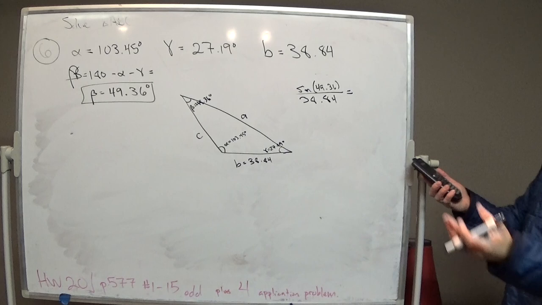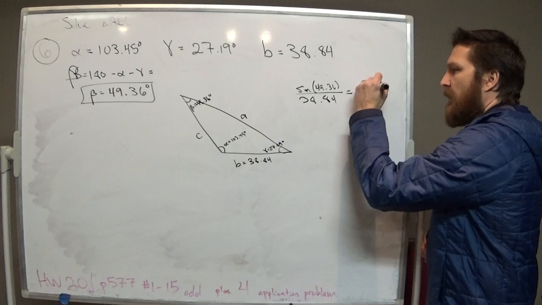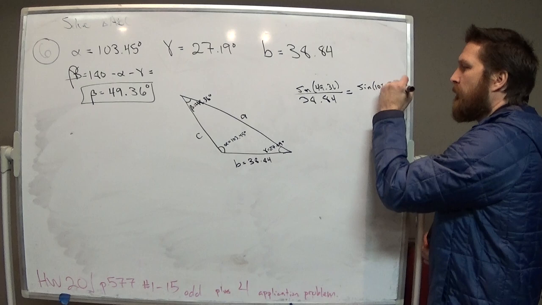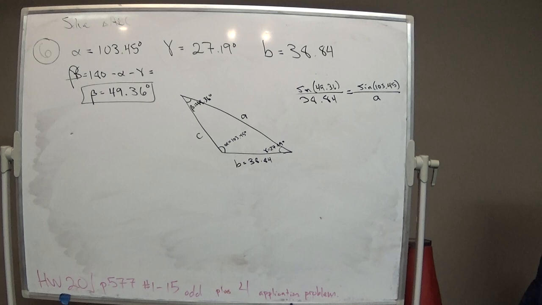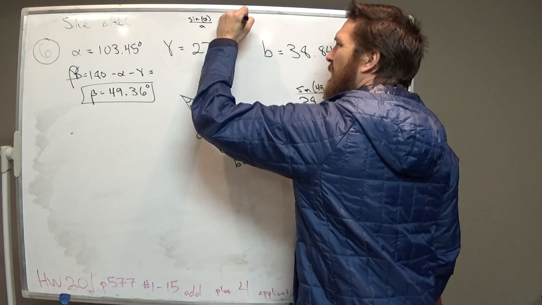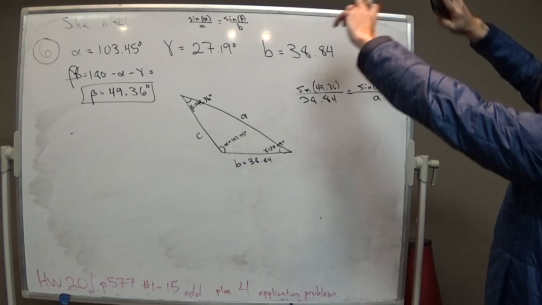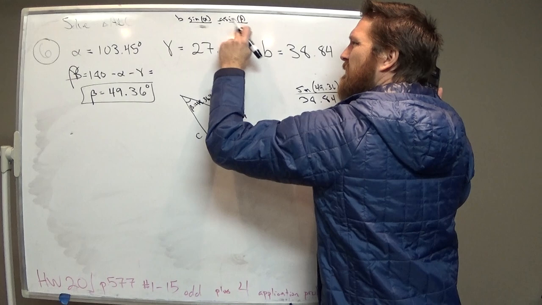How about this one? Sine alpha, and alpha is 103.45 over A. A is the thing I want. Let's stop for a second. One thing to notice is that if sine alpha over A is equal to sine beta over B, I could have done that with gamma and C. I could have done any pairwise of the three. It's also true if I multiply both sides across, my B comes upstairs, my A comes upstairs. That's kind of how we got it, where we started off.